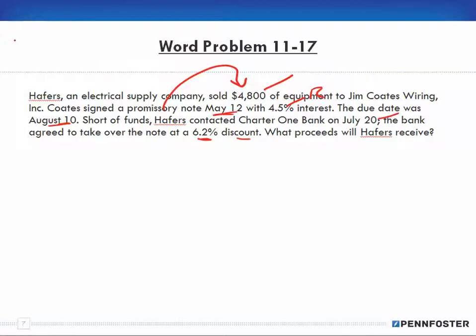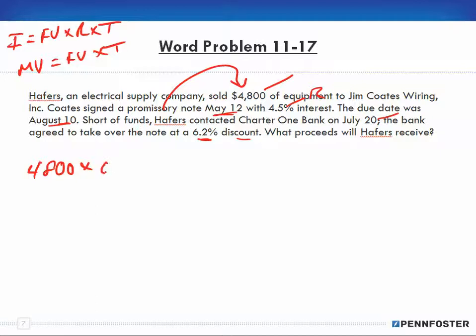So interest is equal to face value times rate times time. Maturity value is equal to face value plus interest. Right? And so we need to first figure out what the maturity value is of that note. So we're at $4,800 at 4.5% interest, 0.045 times, okay, how many days is this?